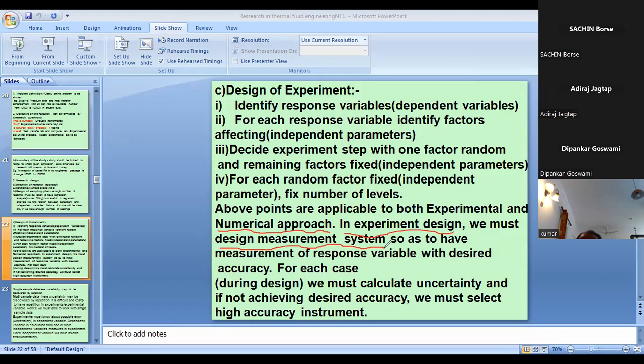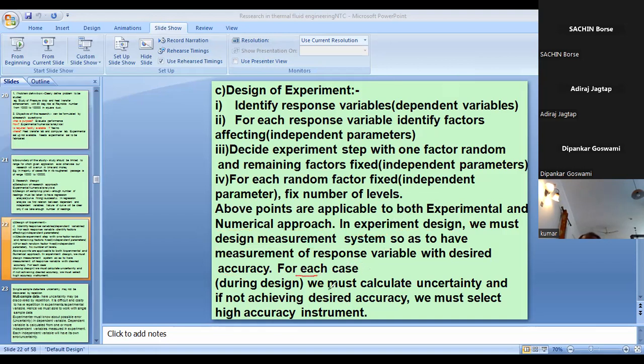For experimental design, we have to design the measurement system. Why do we design this measurement system? Whatever result we have must be accurate to the acceptable level. That we'll see in the examples in today's lecture also. So that is our purpose to design the measurement system.